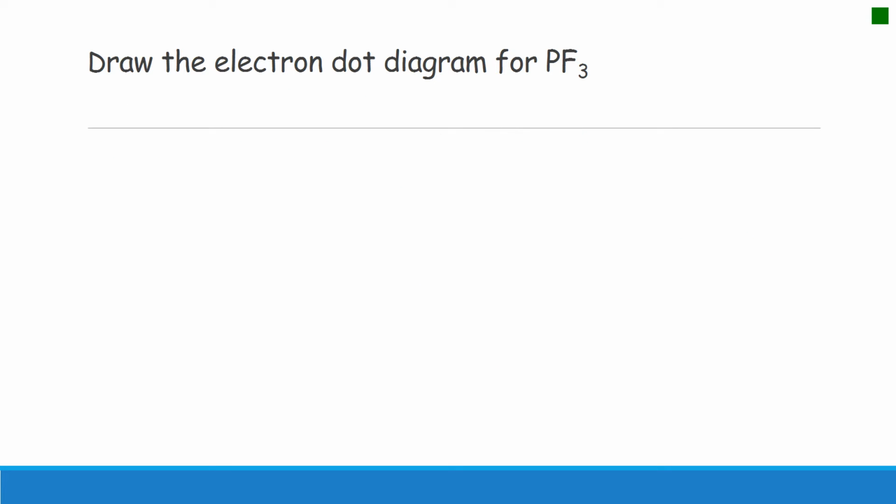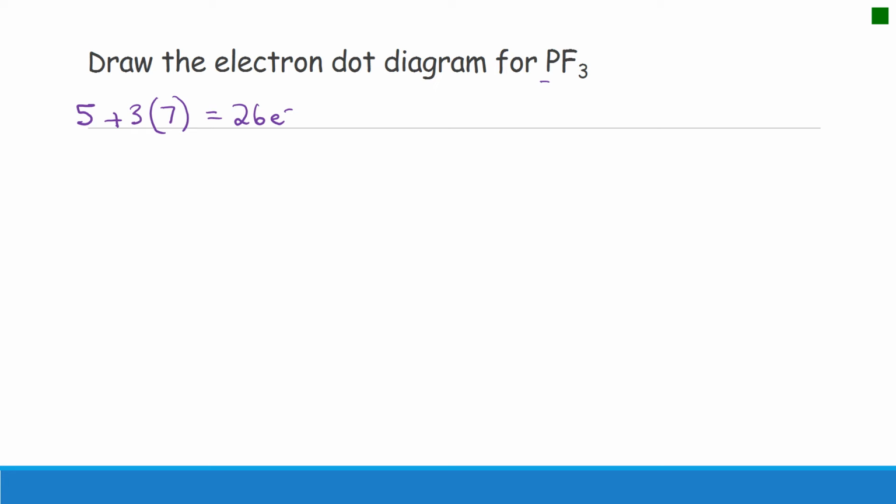Now let's try another example. PF3. Now, going to my periodic table, I can see that phosphorus is in group 15. So phosphorus has 5 valence electrons. Now each of the fluorines, being in group 17, has 7 valence electrons. 7 threes are 21, add 5 is 26 electrons. Now that's how many electrons we've got to play with.